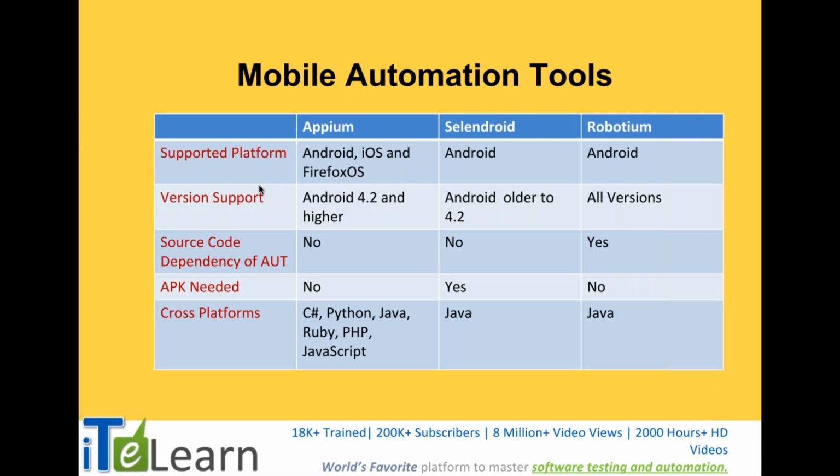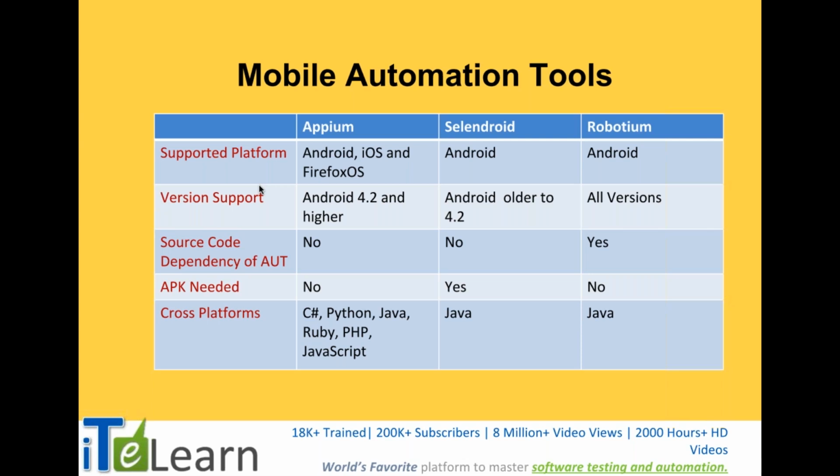Later comes the version support. Appium supports Android 4.2 and higher versions of the platform. Selendroid and Robotium, though they support multiple versions of Android, can't support iOS. So again, on version support, Appium wins the deal here, right?